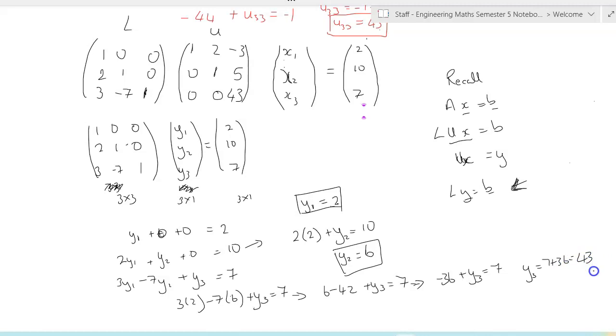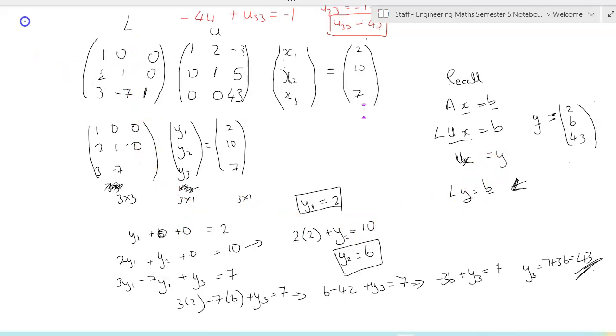So our values are y1 is 2, y2 is 6, and y3 is 43. So the y matrix, I can write it here, is 2, 6, and 43. So we have used L, the lower triangular matrix, times y equals b, and now that we have values for y, we can use U, the upper triangular matrix, times x equals y.